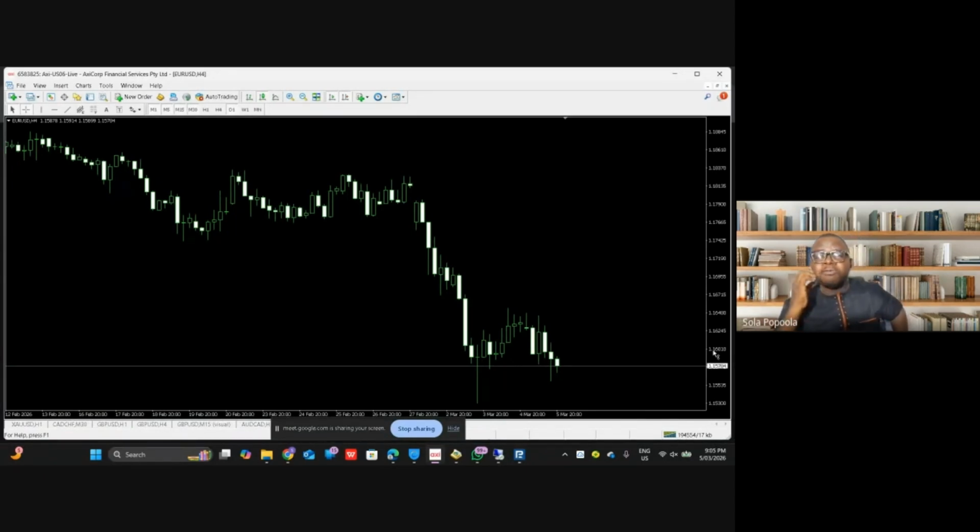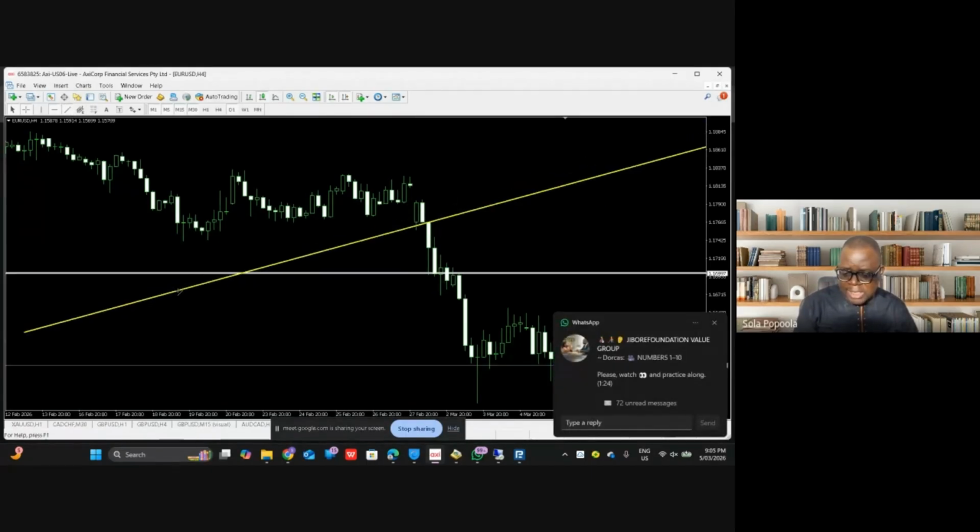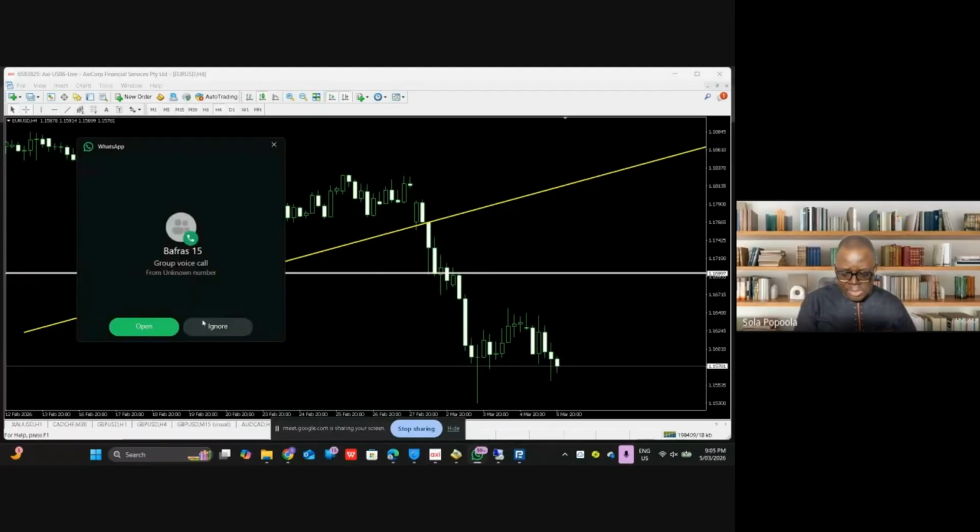Now, another thing that I want you to also note is this: support and resistance can be horizontal, and it can be like a trend line. Support and resistance can be in a zone like this, like a line, and also it can be like a trend line like this. Do you understand? It is not always that it must be.